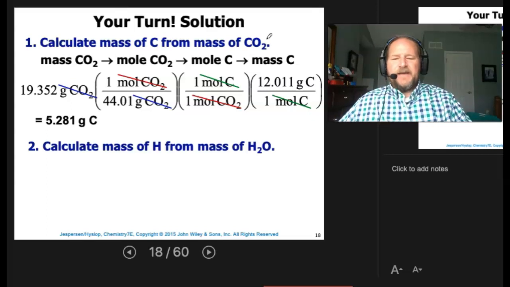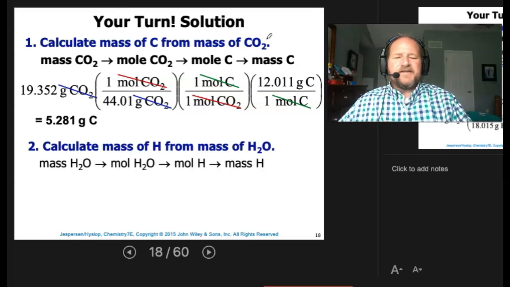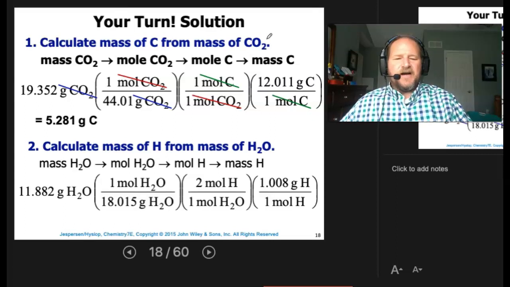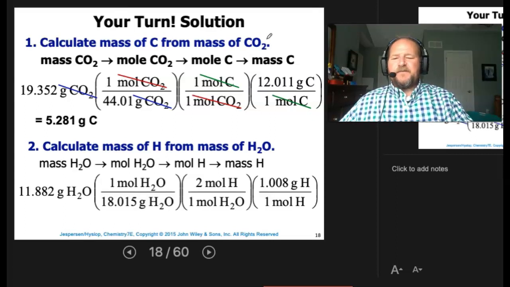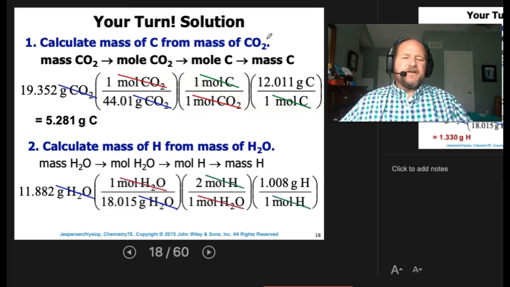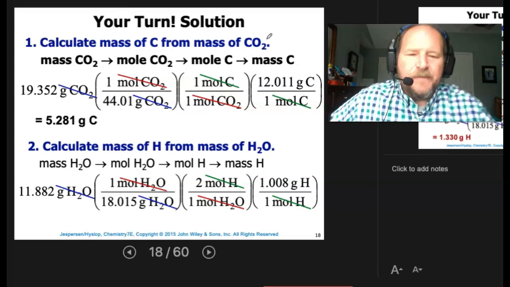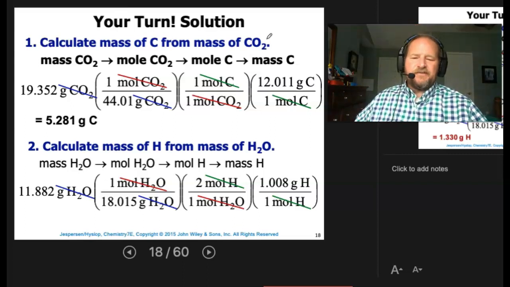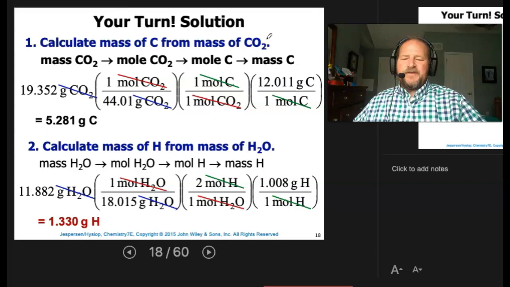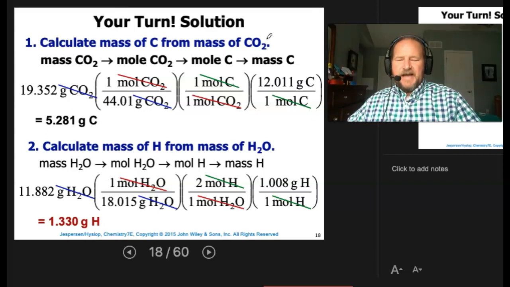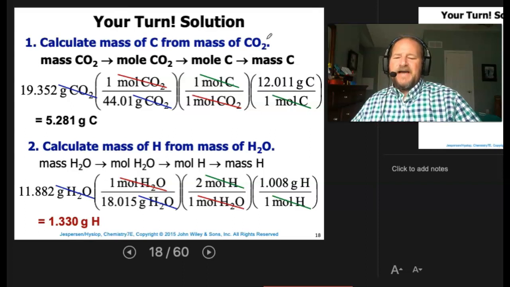Next, we'll calculate the mass of the hydrogen from water. Same three-step process, but using water and hydrogen. So we'll go from mass of water, divide by the molar mass of water, that gives us moles of water. The moles of water to the moles of hydrogen is 2:1 based on the chemical formula. And last but not least, we'll use our periodic table to get our mass of hydrogen from moles of hydrogen. And that gives us 1.330 grams of hydrogen.